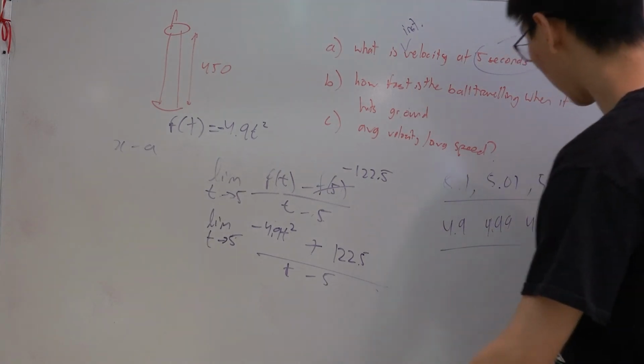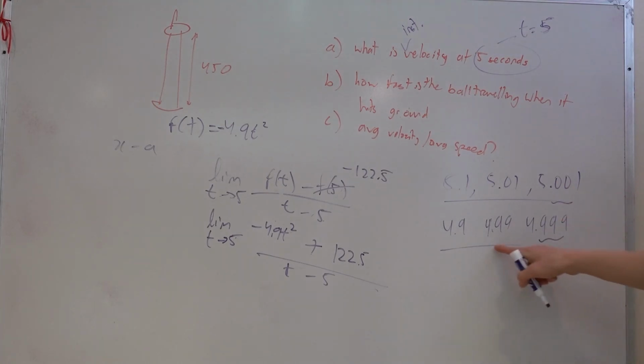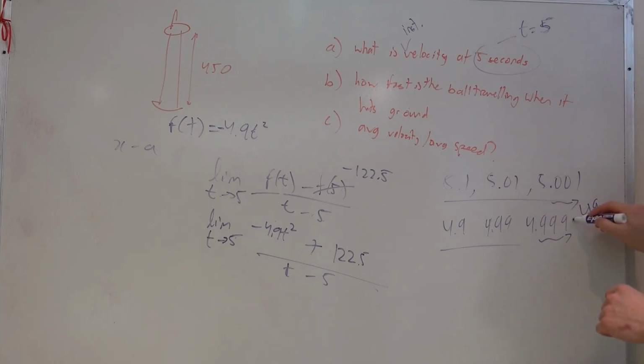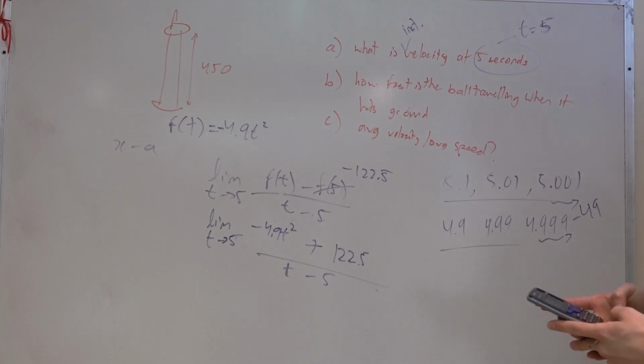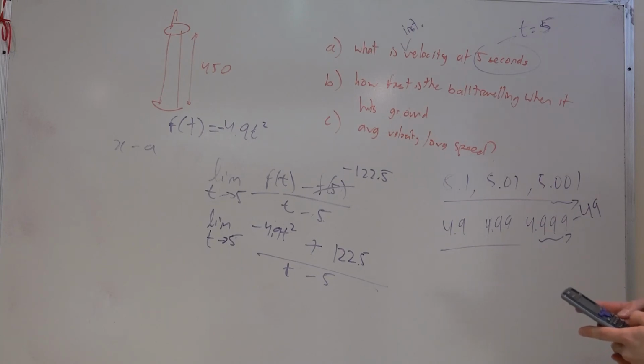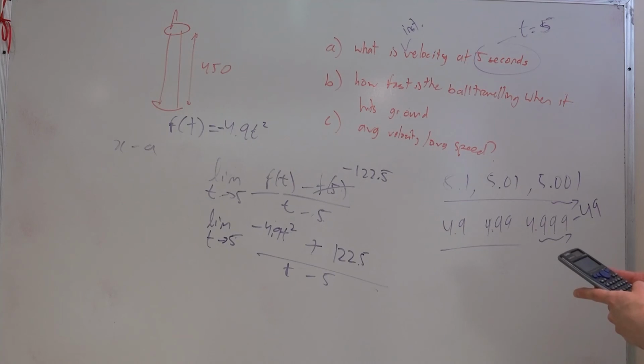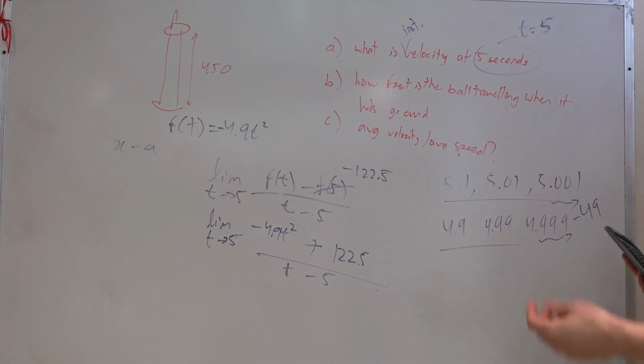So you should be getting that these numbers here, as you get closer and closer to 5, are getting closer and closer to 49. So, sorry, negative 49. Let me just triple check here. Negative 4.9 times 5.01 squared plus 1225, all that over 5.001 minus 5. Yeah, I'm getting close to negative 49. Okay? All right. So that takes care of the first question.